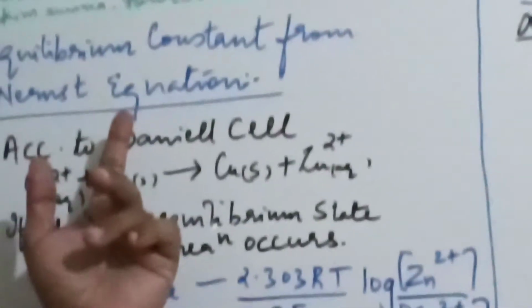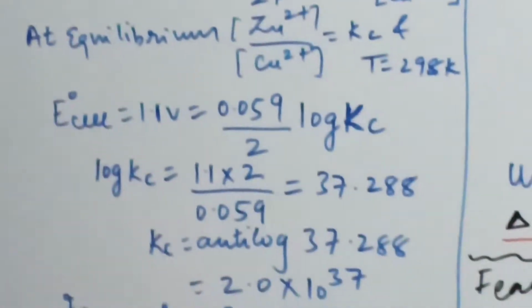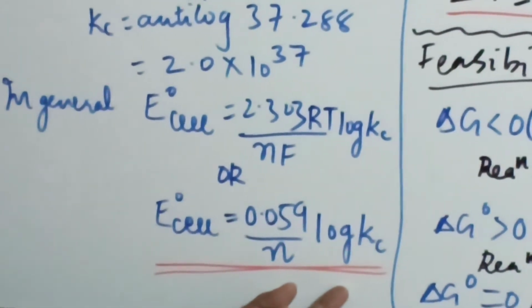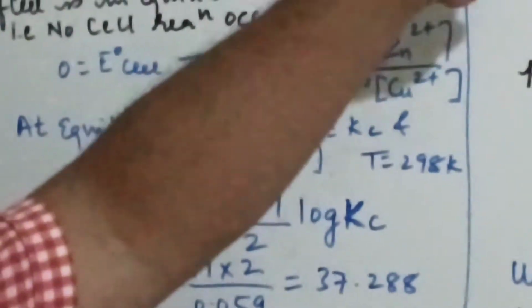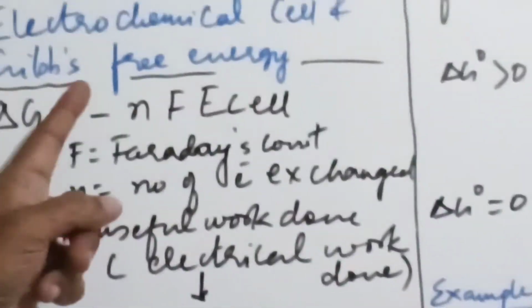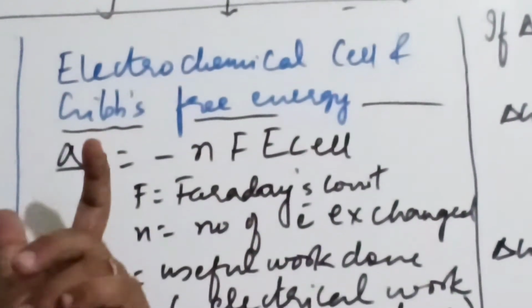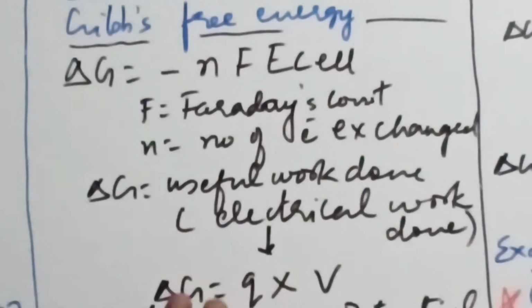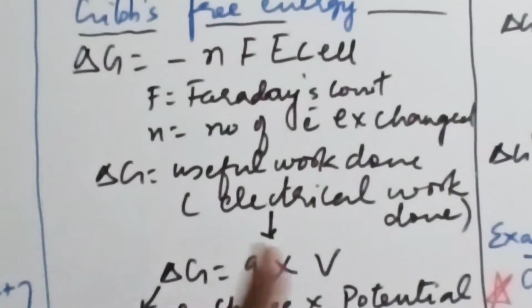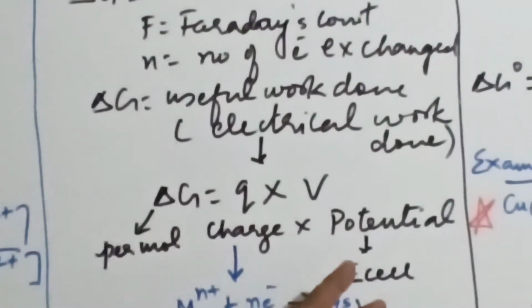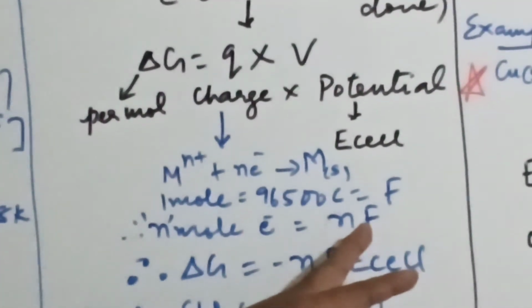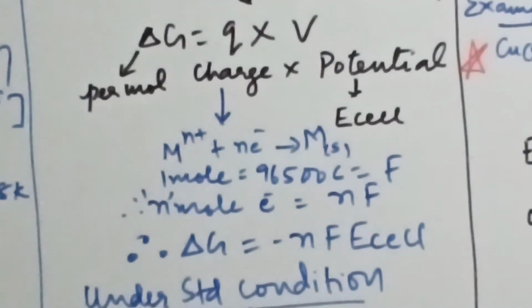Equilibrium constant from the Nernst equation. This is the equation that we have derived. E naught cell is equal to 0.059 by n log of Kc. Clear? E cell has become 0. When you come to electrical work, the electrochemical cell gives free energy. What is delta G? I have explained how this comes, because in the book this part is not explained to you, because this is charge multiplied by the potential. How this charge part is taken up, how you get nF. Clear? So that part is explained here.